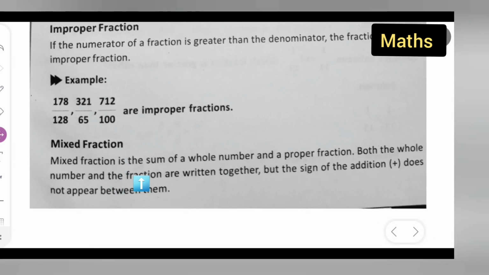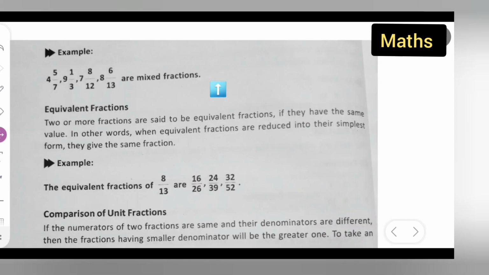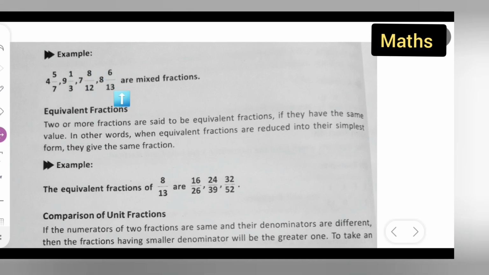Let us talk about the mixed fraction. A mixed fraction is the sum of a whole number and a proper fraction. Both the whole number and the fraction are written together, but the addition sign plus does not appear between them. An example is right over here: 4 and 5 upon 7, 9 and 1 upon 3, 7 and 8 upon 12, 8 and 6 upon 13 are mixed fractions in this form.